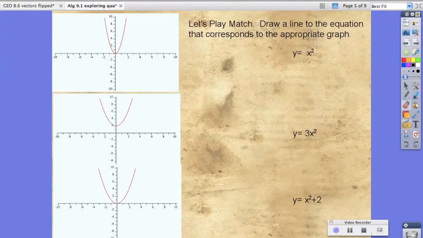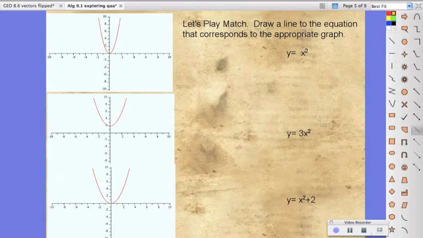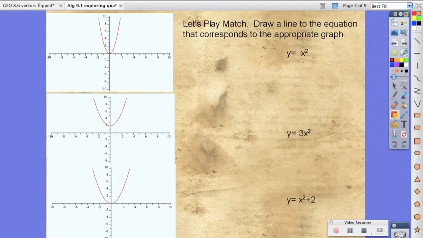So now we're going to place a match. Using what we know and from our exploration, we have y equals x squared, which should be the basic graph. So that is going to be this guy. Y equals 3x squared.